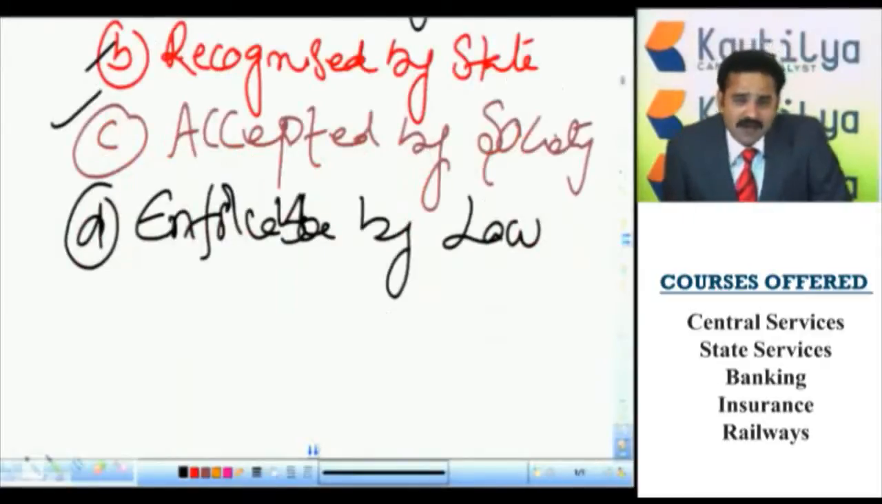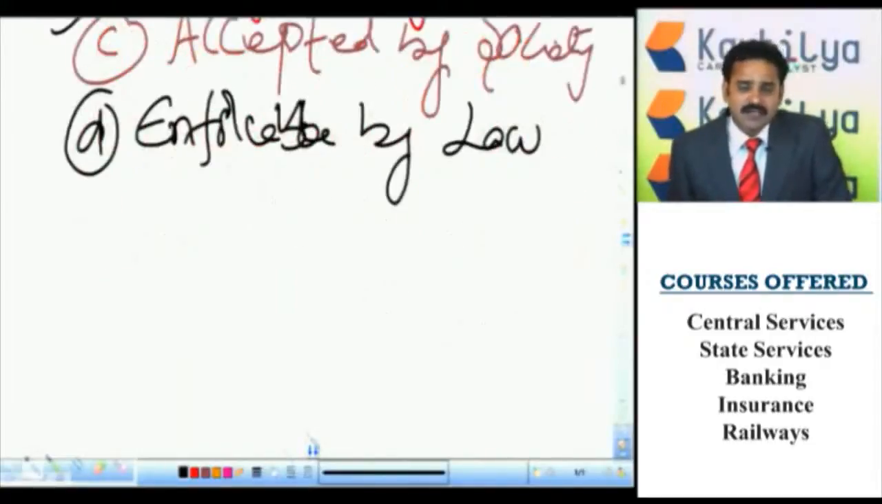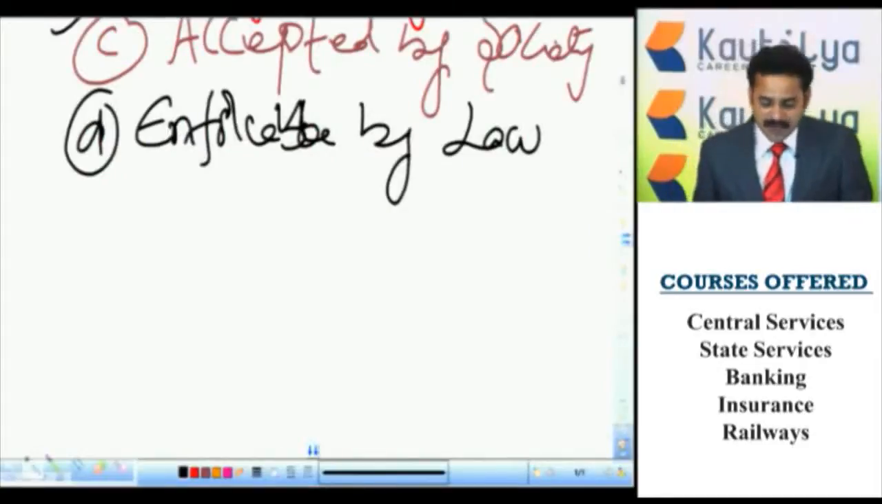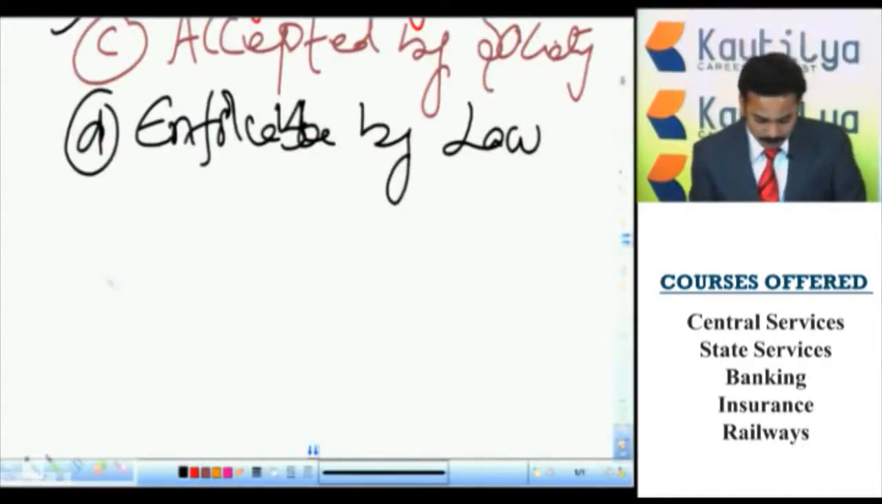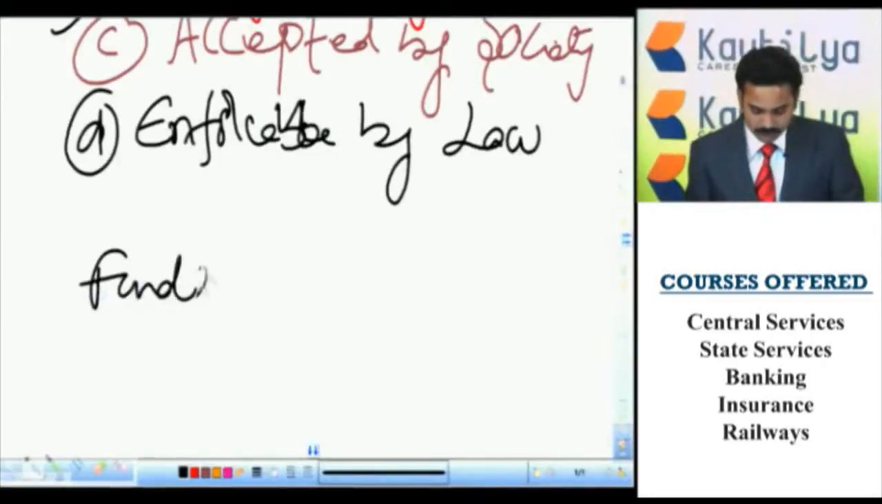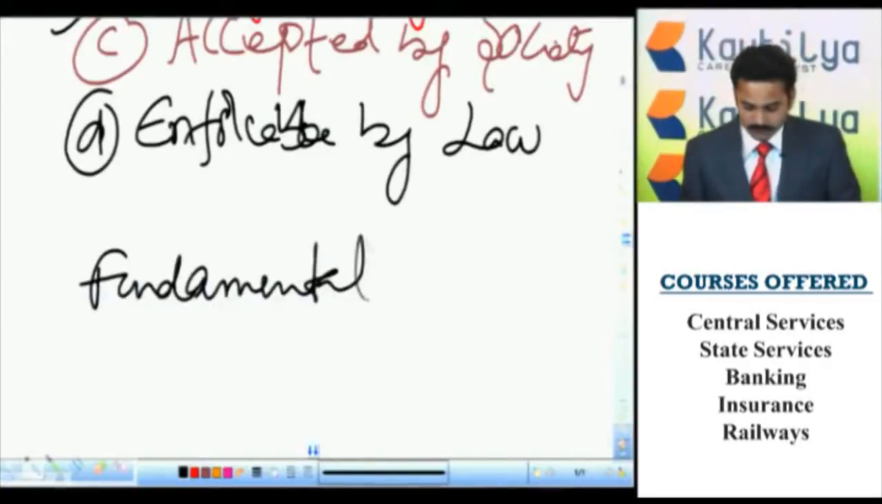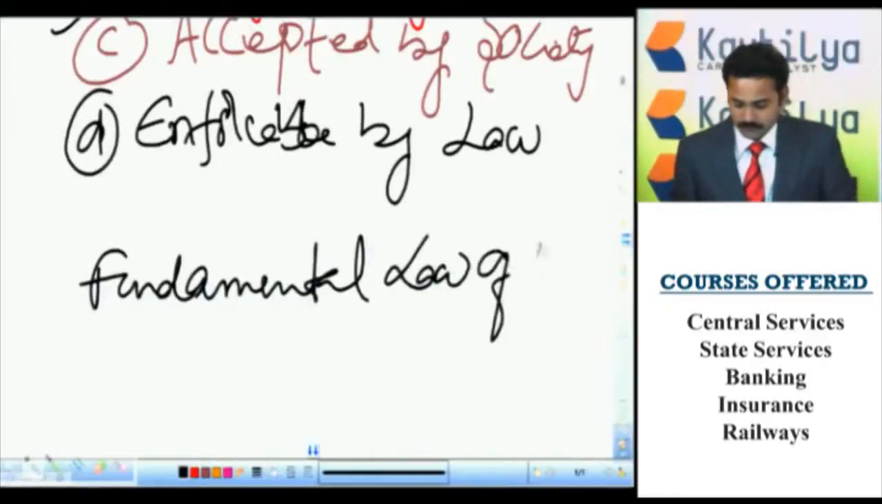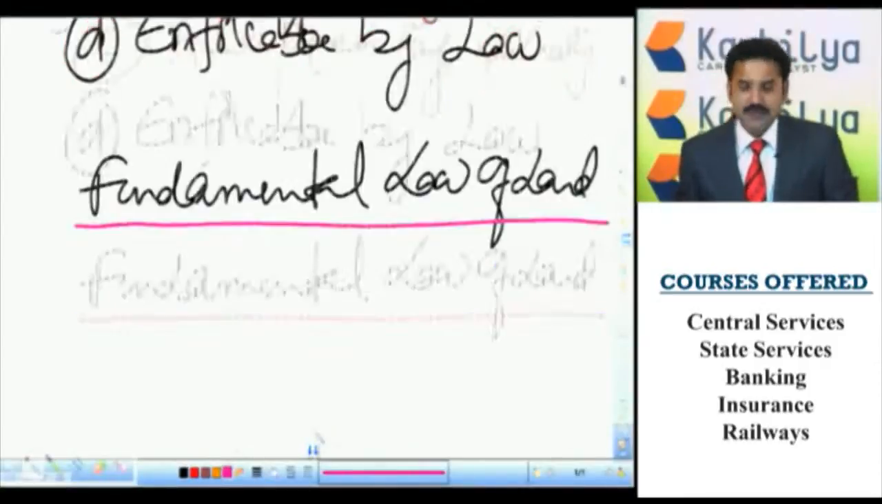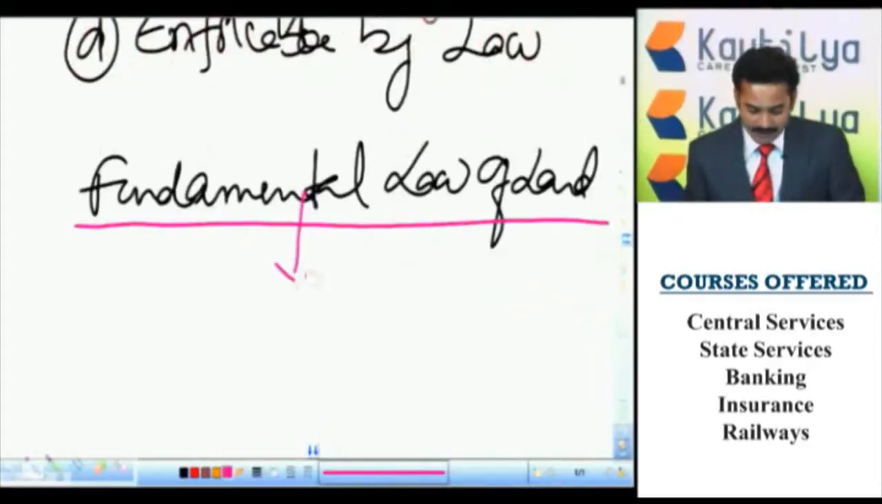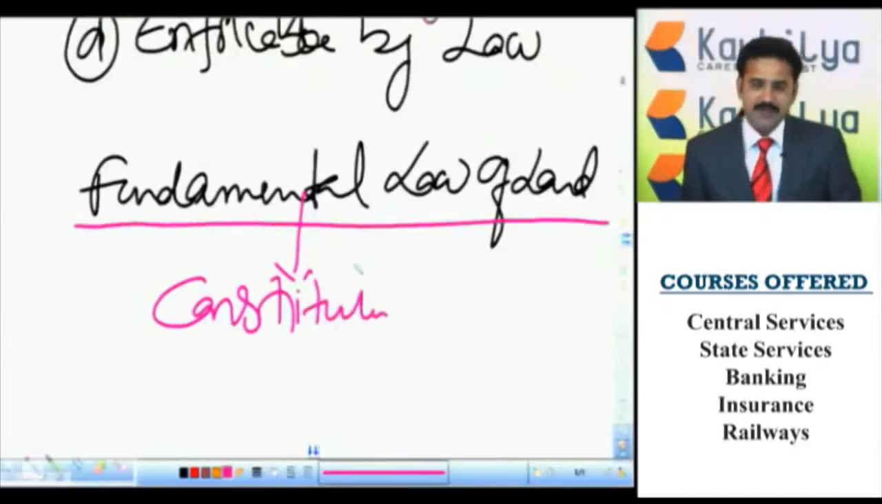Before that, why are they called fundamental? What is the reason they are called fundamental rights? They are called fundamental rights because they are mentioned in the fundamental law of the land. Here the fundamental law of the land means the constitution. The constitution is also known as the fundamental law of the land. They are mentioned or enumerated in the constitution, so that is why they are called fundamental rights. That is the first reason.